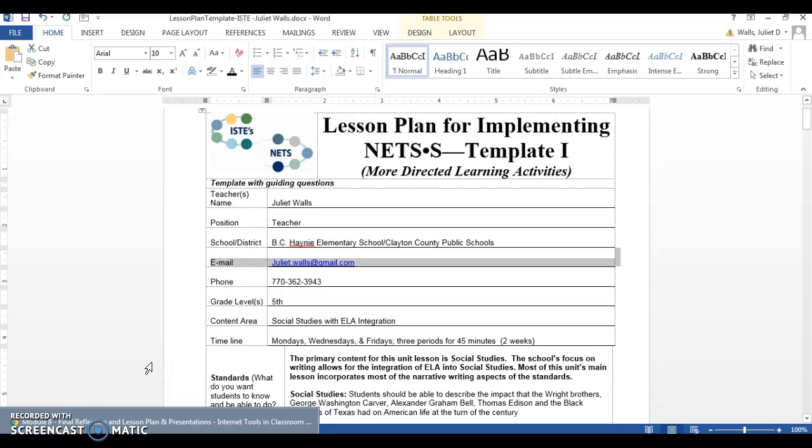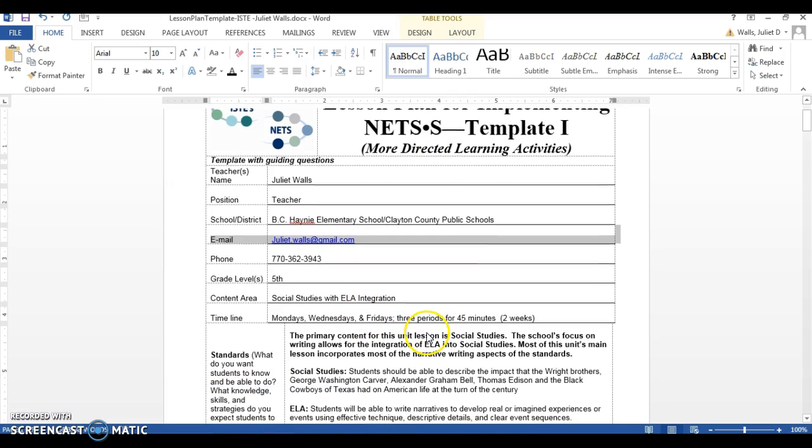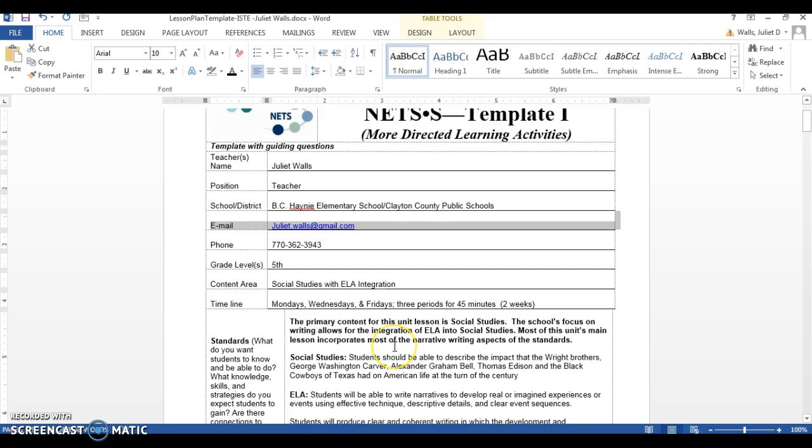Hi, my name is Juliet Walls, and the lesson plan that I implemented focused on our social studies content. Students had to compile a digital yearbook within Google Slides, as well as create a voice thread to explain their reasoning behind their selections in their yearbook.